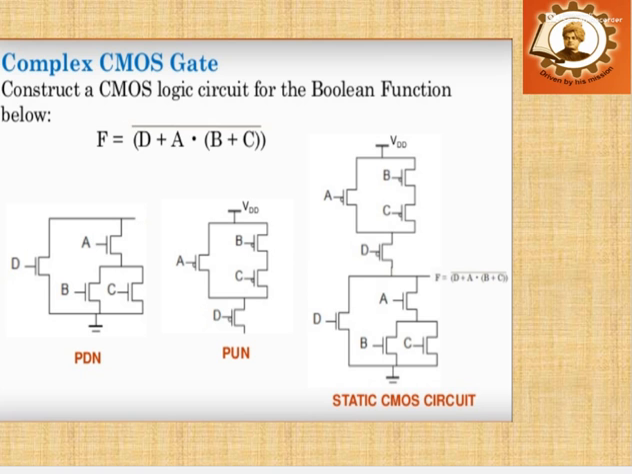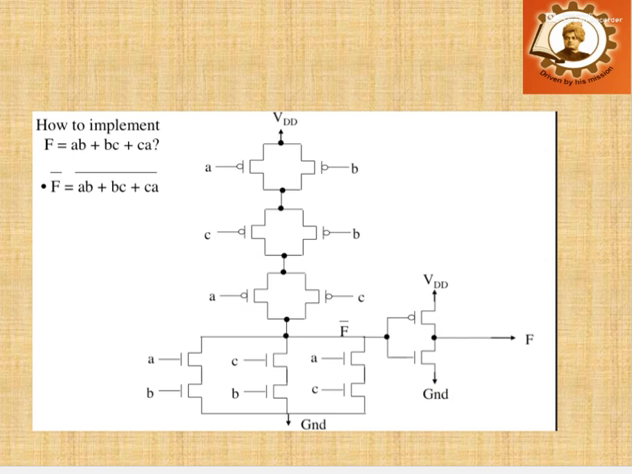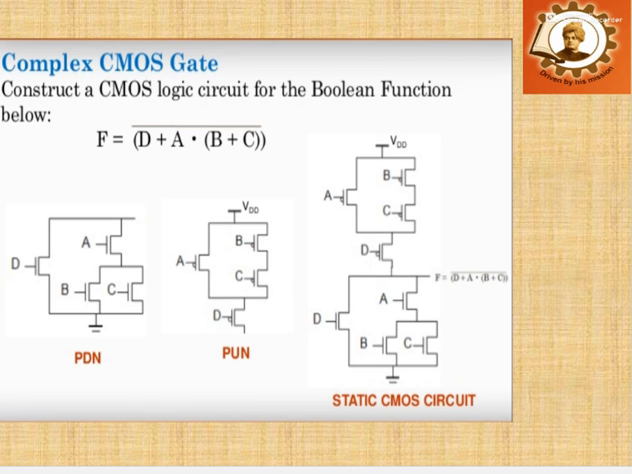For the pull down network, since B and C will be in OR operation, there will be a parallel connection of NMOS for B and C input, and since A will be in AND operation with B and C, A will be in series with B and C. Again, since D will be in OR operation, D will be in parallel with the rest of the circuit. So this is the pull down network.